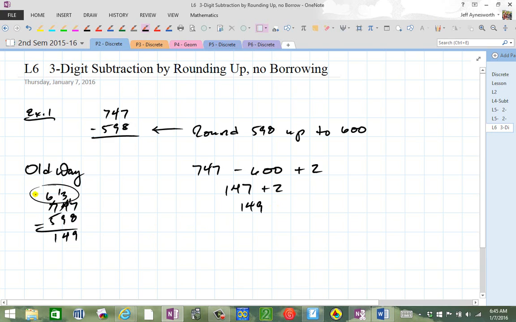But doing all that borrowing in your head, not good. So we're not going to do it this way. We're going to do it the easy way: round the number, subtract a little bit too much, and adjust by adding it back in. Make sure you do this adjustment and get the correct answer.